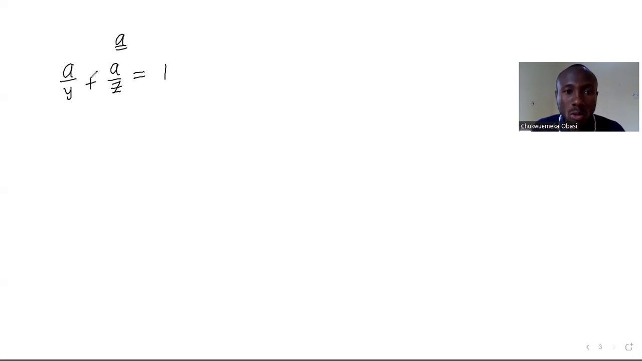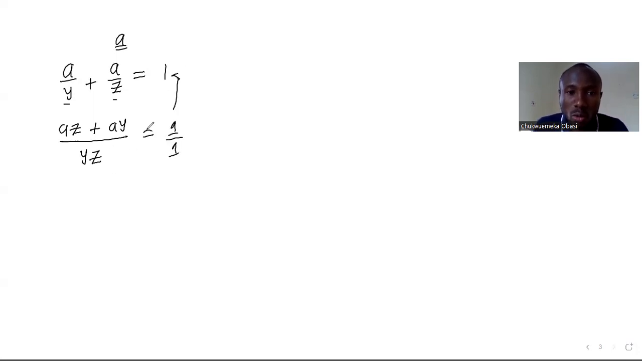Now, there are a lot of ways to solve this problem. I would like to do the LCM of these guys. So the LCM of Y and Z will be YZ. And if YZ divides Y, you'll get only Z. And Z will multiply A, you have AZ, right? Then plus, if YZ divides Z, you have only Y, and Y will multiply A, so you have AY equal to 1 over 1. 1 over 1 is the same as 1. So you want to cross and multiply.